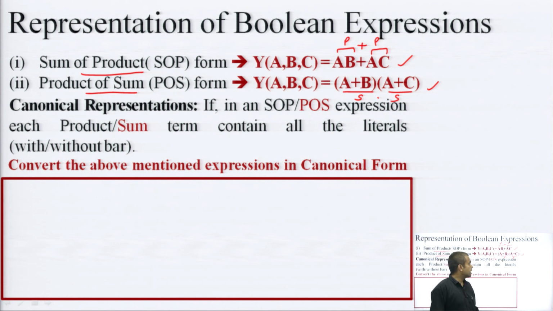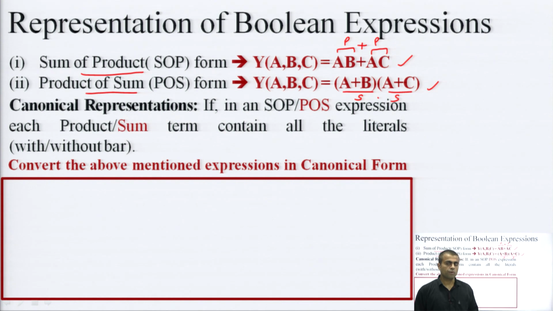In this, we can see A plus B into A plus C. The first sum, A plus B, does not have C, and the second sum, A plus C, does not have B. So, this is also a normal POS, but not a canonical POS. These are non-canonical SOP and POS expressions, but the thing of more importance is the canonical SOP and POS, which can be directly related with the truth table.